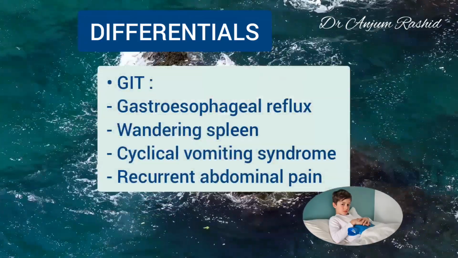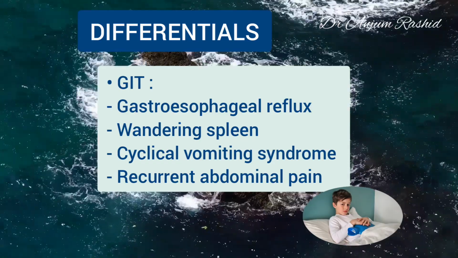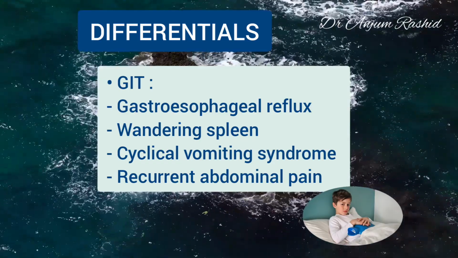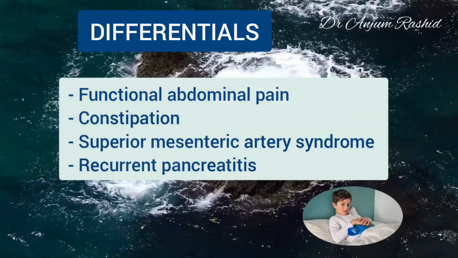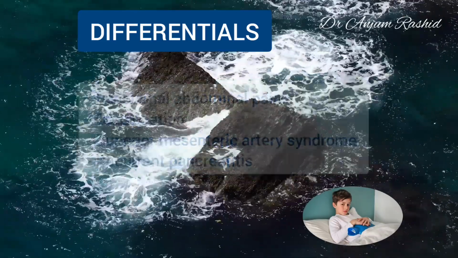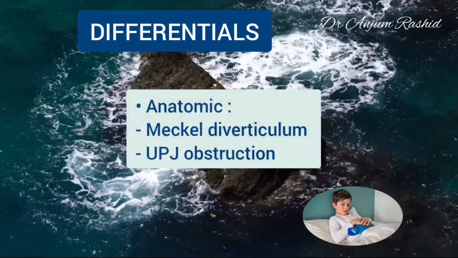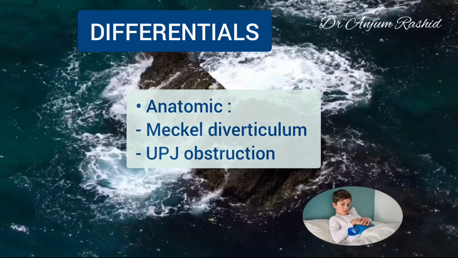GIT differentials include gastroesophageal reflux, wandering spleen, cyclical vomiting syndrome, recurrent abdominal pain, functional abdominal pain, constipation, superior mesenteric artery syndrome, and recurrent pancreatitis. Anatomic conditions include Meckel's diverticulum and uretero-pelvic junction obstruction.